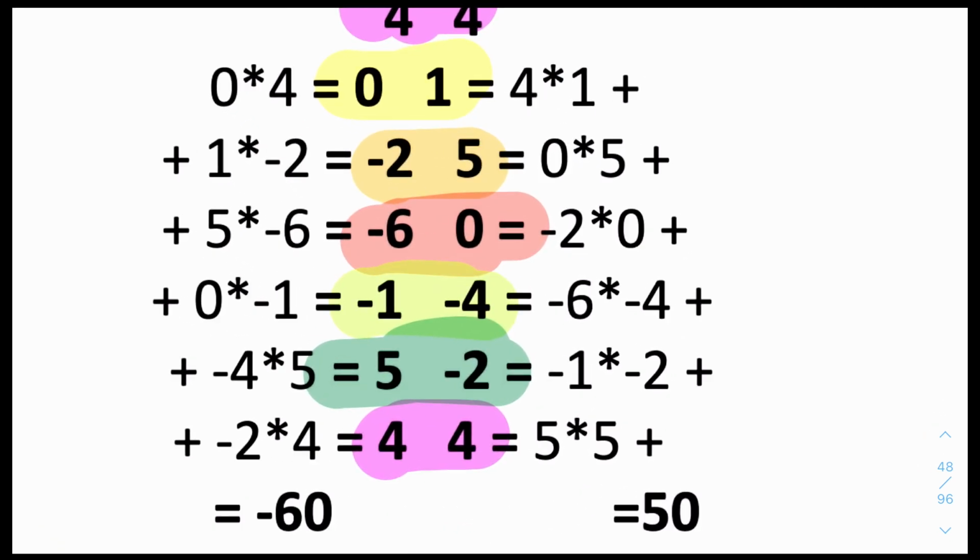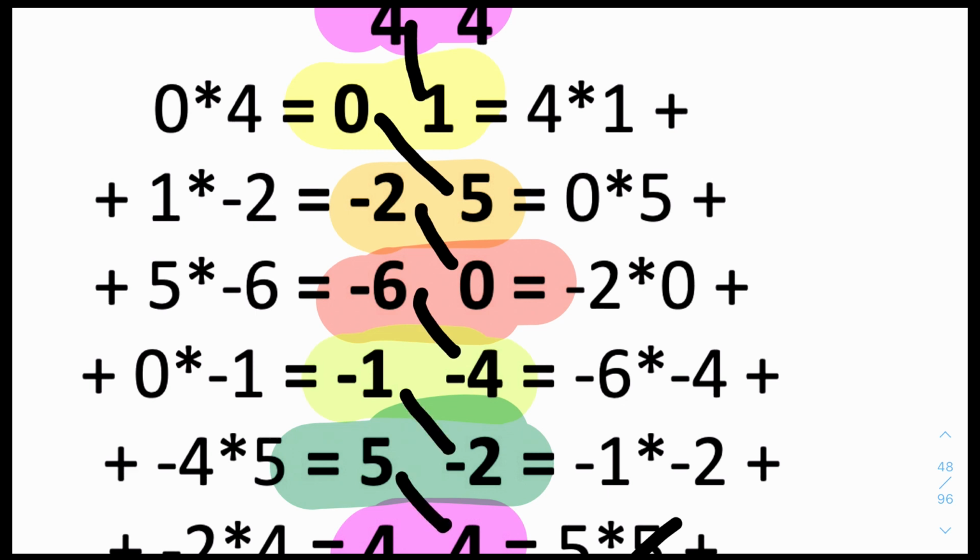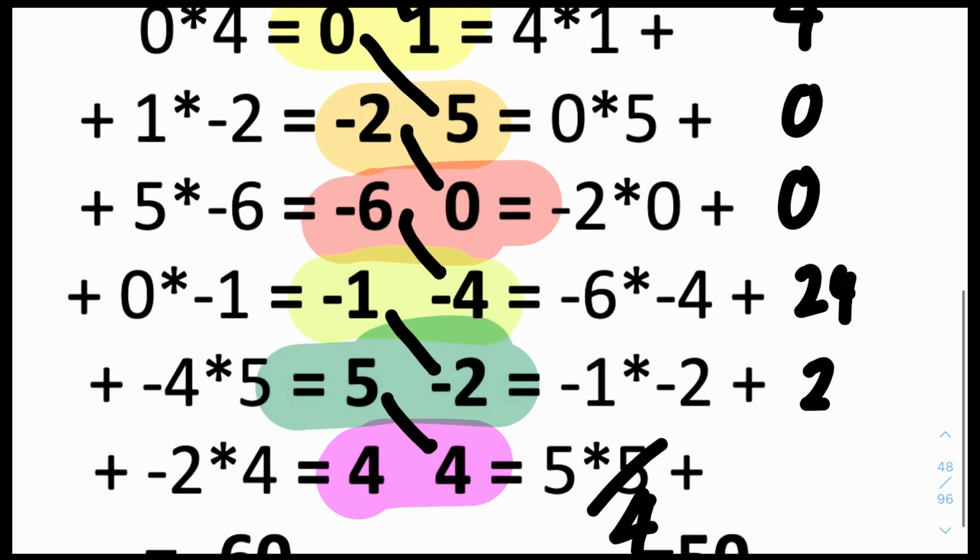And this is actually 5 times 4, not 5 times 5, 5 times 4. So what you do is you have to cross multiply, like 4 times 1, 0 times 5, minus 2 times 0, minus 6 times minus 4, minus 1 times minus 2, and 5 times 4, and write it out here on the left hand side. So 4 times 1 is 4, 0, 0, 24, 2, and 20.